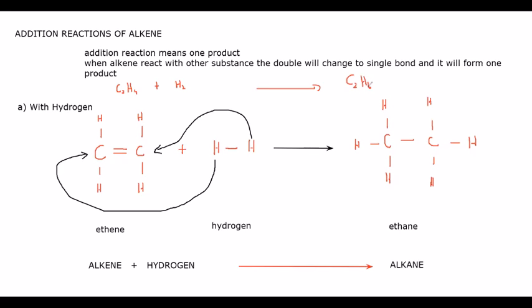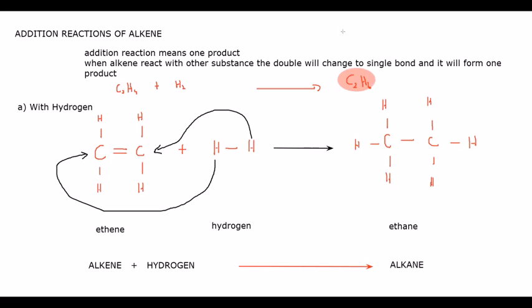And why do we call this an addition reaction? Because you can see we have more reactants, but we have only one product. So a chemical reaction in which there are more reactants and only one product, these types of reactions are categorized as addition reactions. Is this idea clear? I'll give more examples, but this is the basic idea of what happens when an alkene reacts with hydrogen.